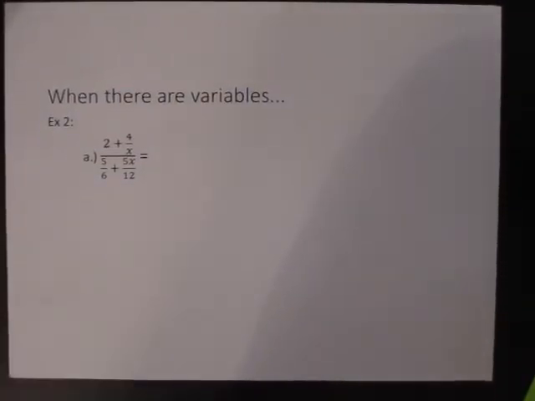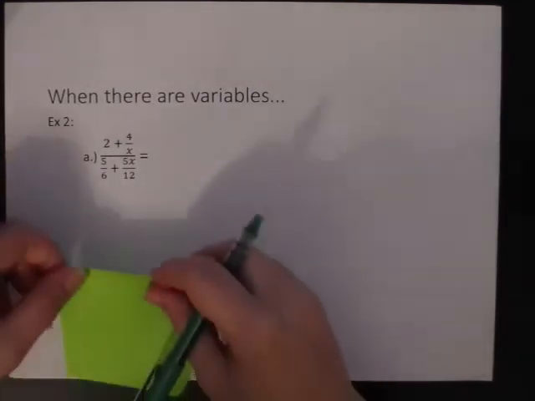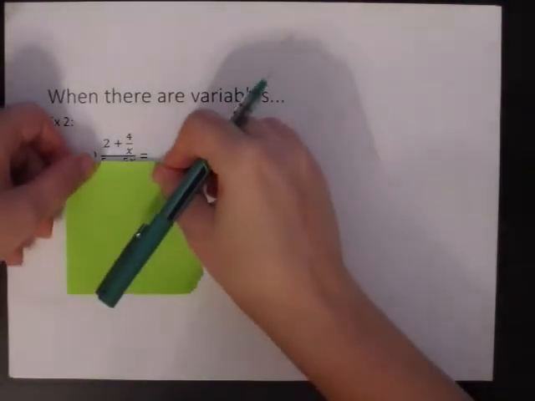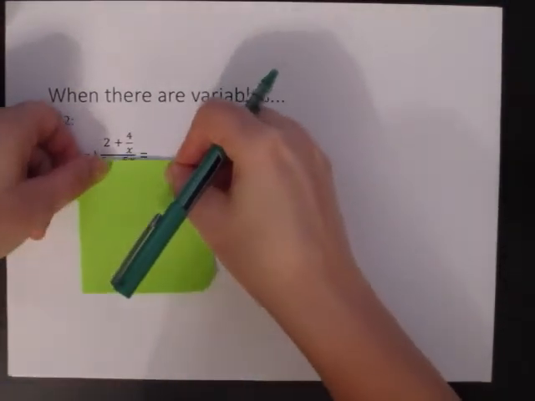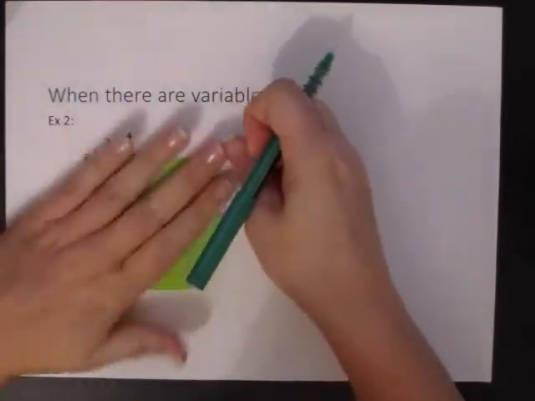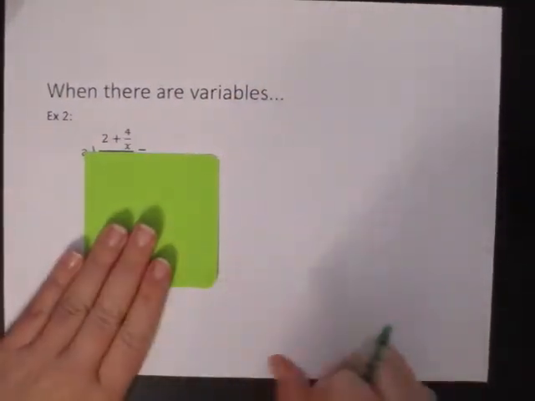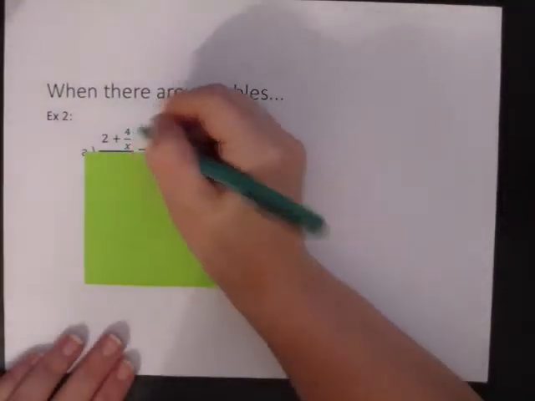Now, when there's variables, we're still going to follow the exact same process, so I don't want you to get intimidated by it. So the first thing that I would do before we even read the problem, I see it's a complex fraction, I'm going to cover up my denominator. Now, I'm going to read my numerator. So I've got 2 plus 4 over x.